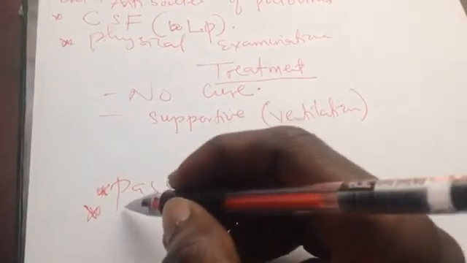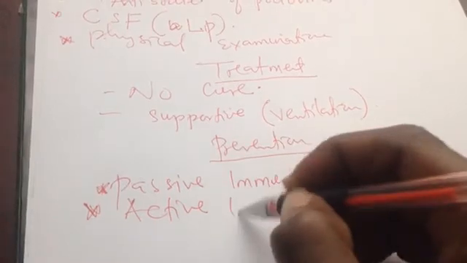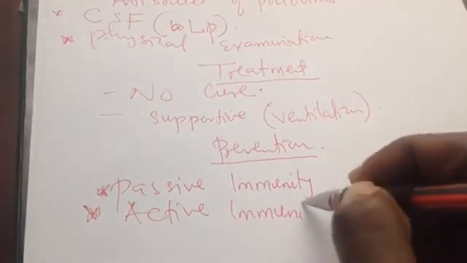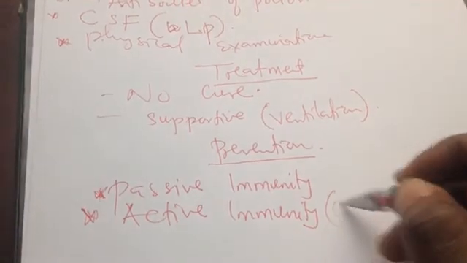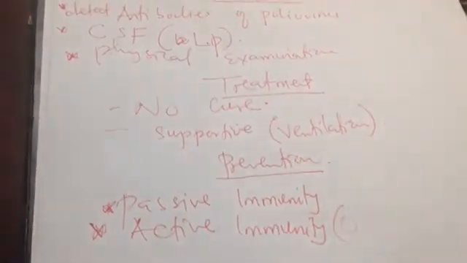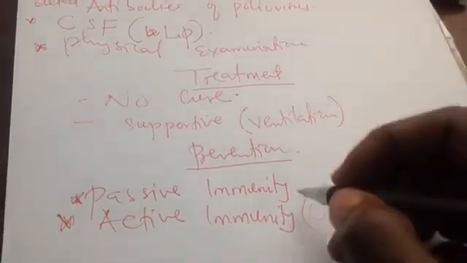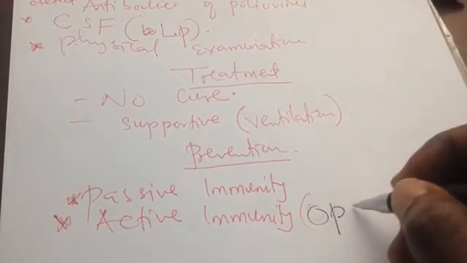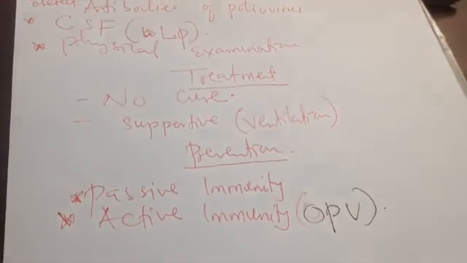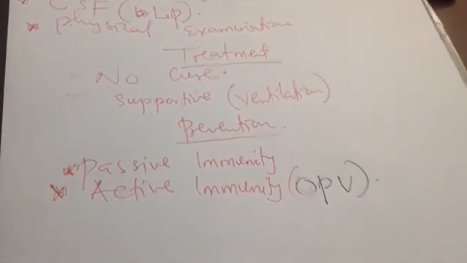Also, polio can be prevented by active immunization. That's active immunity, by giving the vaccine, right? By giving a vaccine like OPV, oral polio vaccine. So that is it. Then the prognosis.